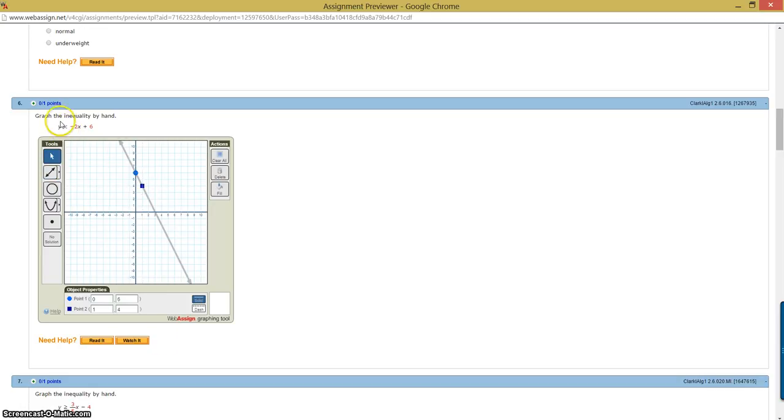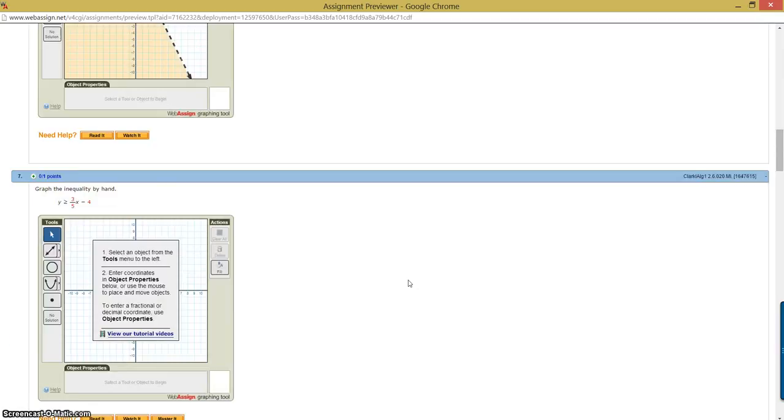This is going to have a dotted line, so I need to make sure that I hit dashed on here. And it says y is less than, so I am going to fill under that line. So this is the inequality y is less than -2x plus 6.